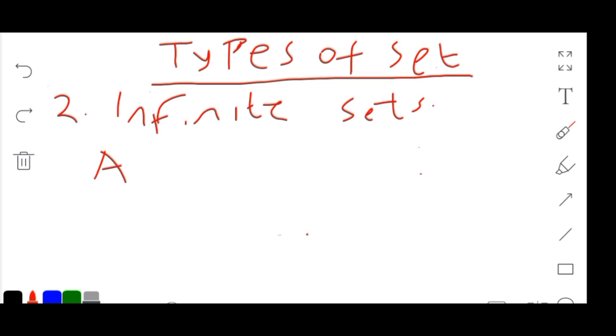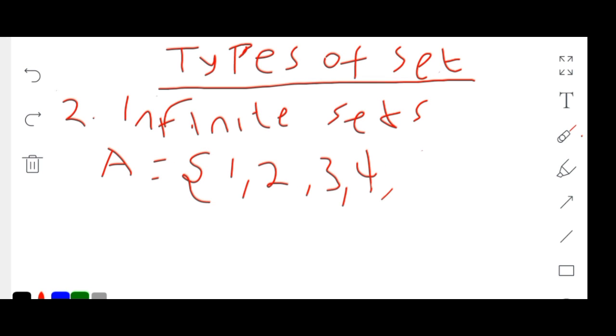Let's say A is having 1, 2, 3, 4, 5, and then so we can say this is an infinite set. Why? It has no end. It keeps going, keeps going, keeps going. That's why I call it an infinite set. It has no end, so it keeps going. Let's move to another set.